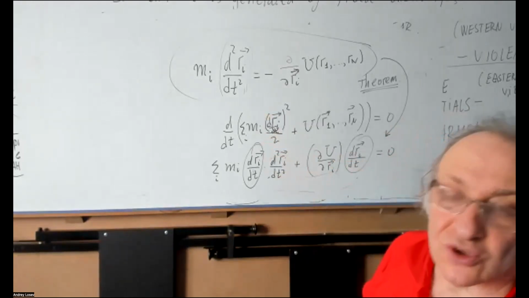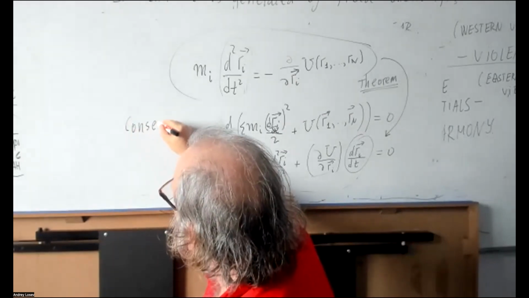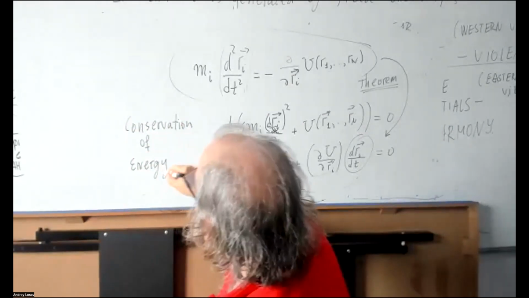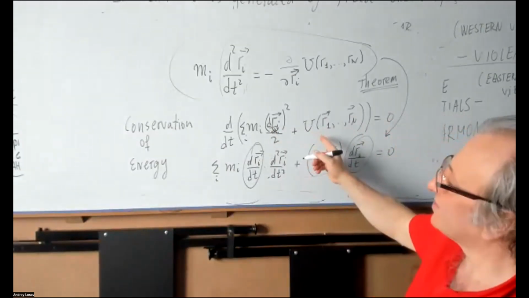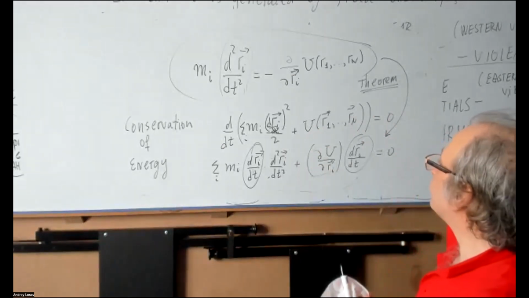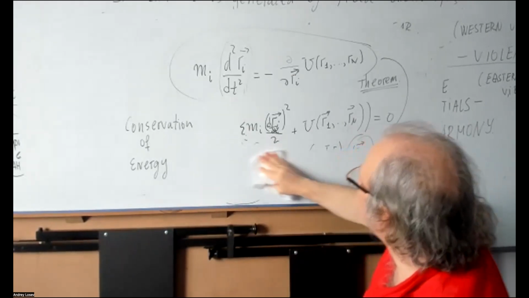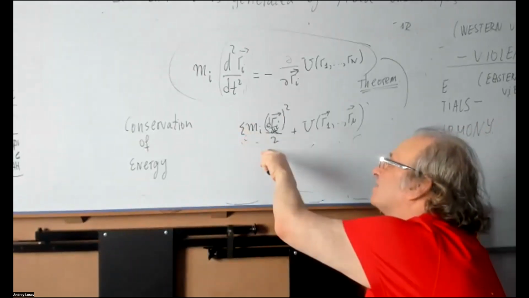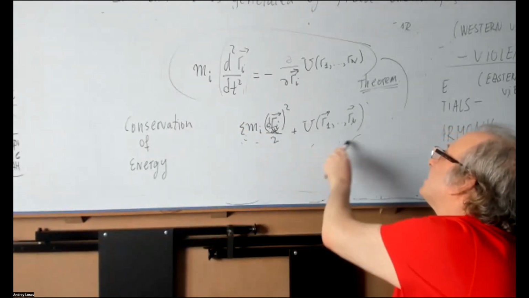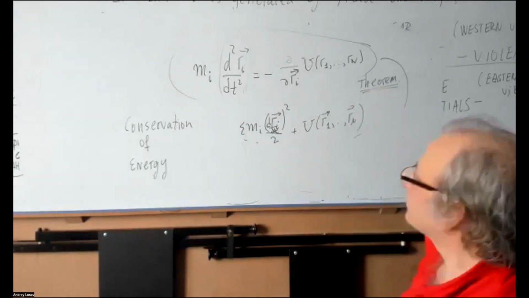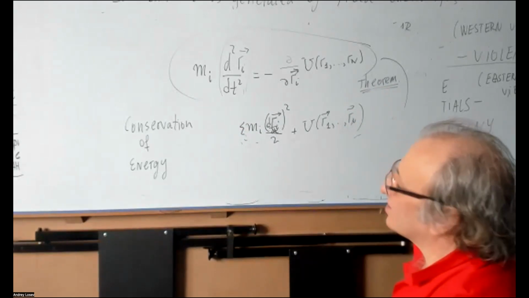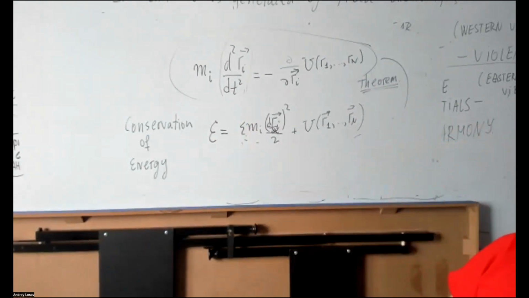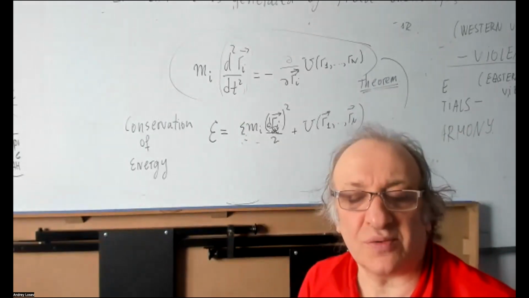Such a two-line calculation is called conservation of energy. And this object is called energy. This object is the sum of two terms. The first is called kinetic energy. The second term is called potential energy. And for the system, total energy is conserved. Later on, we will come to derivation of this equation from different points of view.